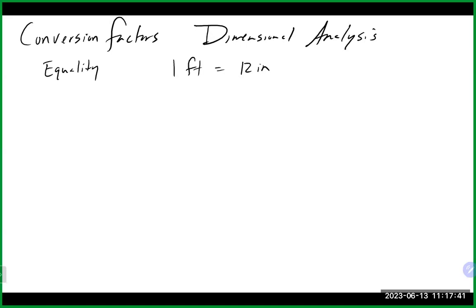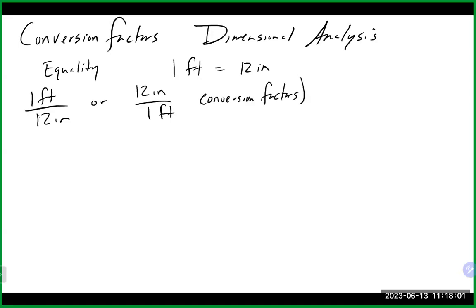From any equality, you could write 2 conversion factors. You could write, for example, 1 foot over 12 inches, or 12 inches over 1 foot. You would not use both of these conversion factors in a calculation. You would use whichever one you need. So for example, if I had 453.6 inches and I want to know how many feet that would be, the way that we set this up is we do dimensional analysis, which is the way that you should do most of your calculations in chemistry.